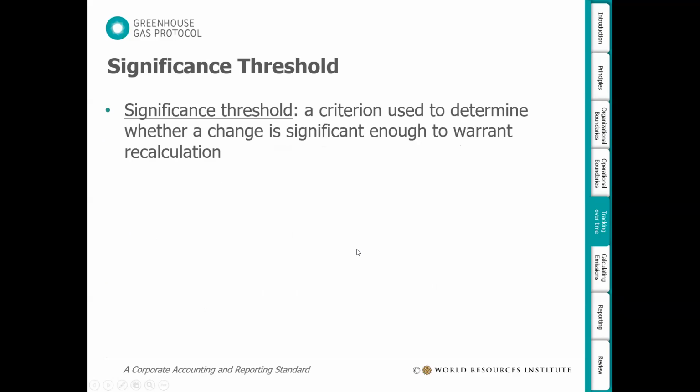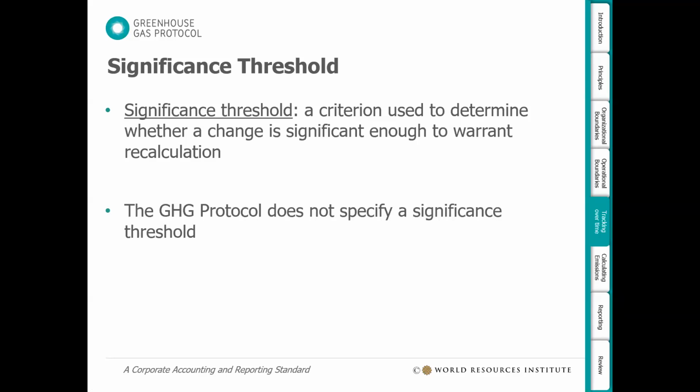To determine whether a change is significant, it's evaluated against a significance threshold. To take an example, a threshold level of significance might be 5%. In that case, if a change in inventory boundaries or methodology results in a change in the base year inventory that's equal to or more than 5% of the total emissions reported in the inventory, then that change is considered significant.